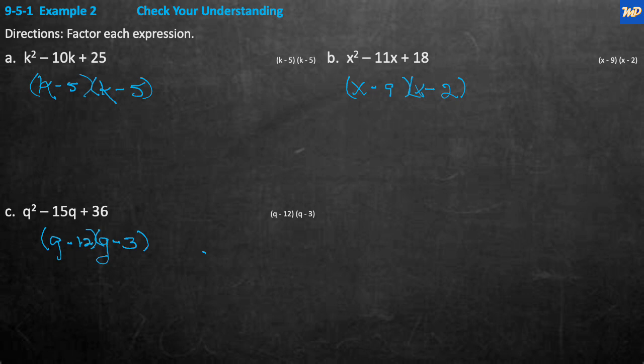Q times Q is Q squared. Minus 15 here we're looking for. Minus 12Q and minus 3Q gives us minus 15Q, and negative 12 times negative 3 gives us 36.